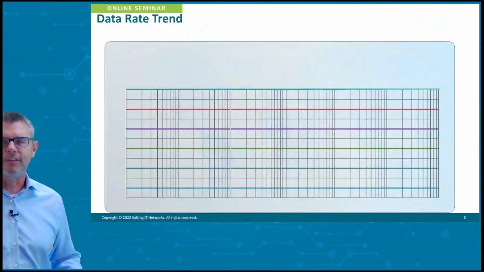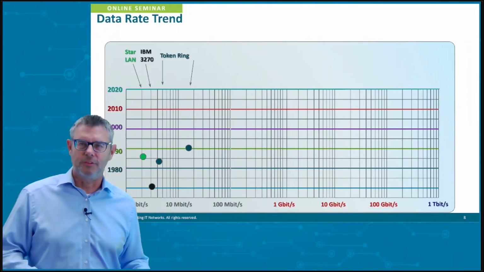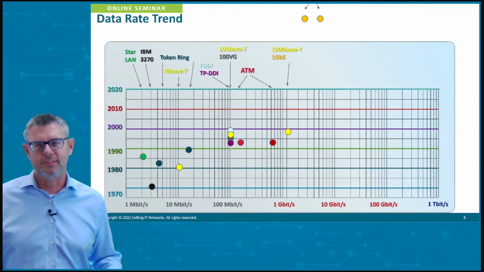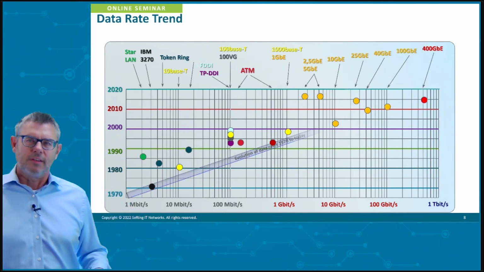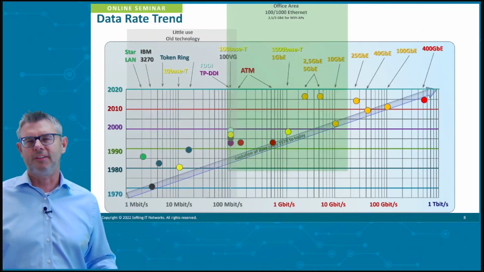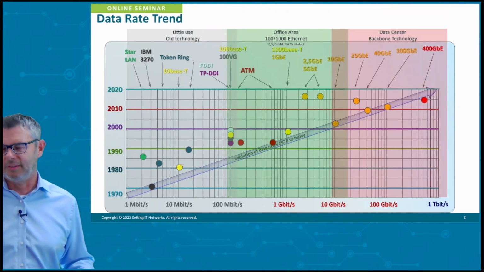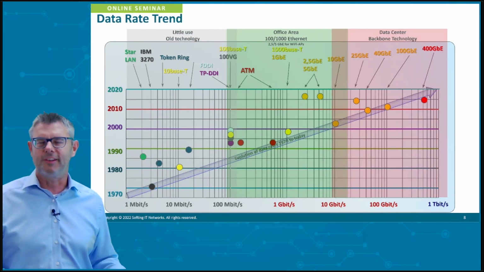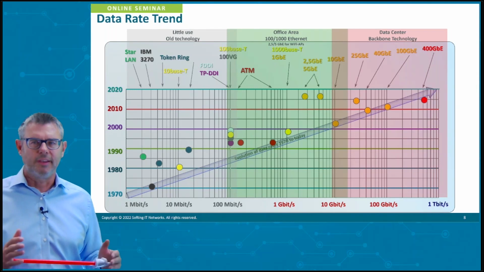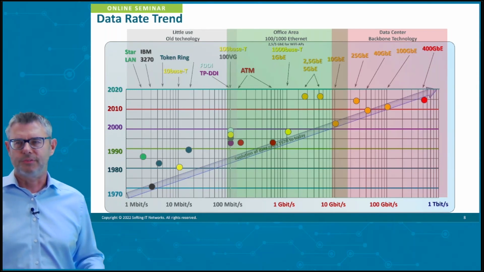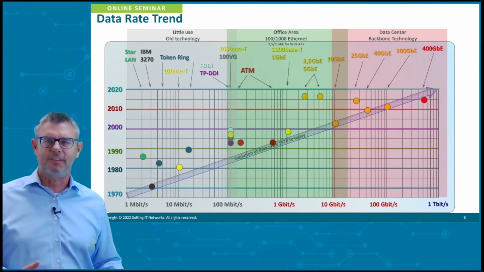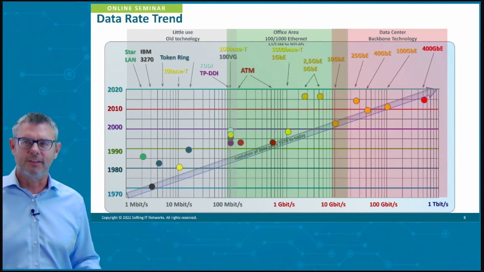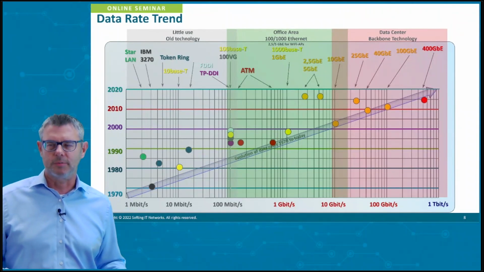Okay, let's dig into the topic: data rate trends. I think everybody has seen this picture before. It's about the evolution of network speed, of Ethernet speed. I don't want to go into details on this, but everybody is aware it's getting faster and faster and faster. I remember the days when we started off with 100 megabit Ethernet, and then we crossed the 1 gigabit Ethernet in the office environment.